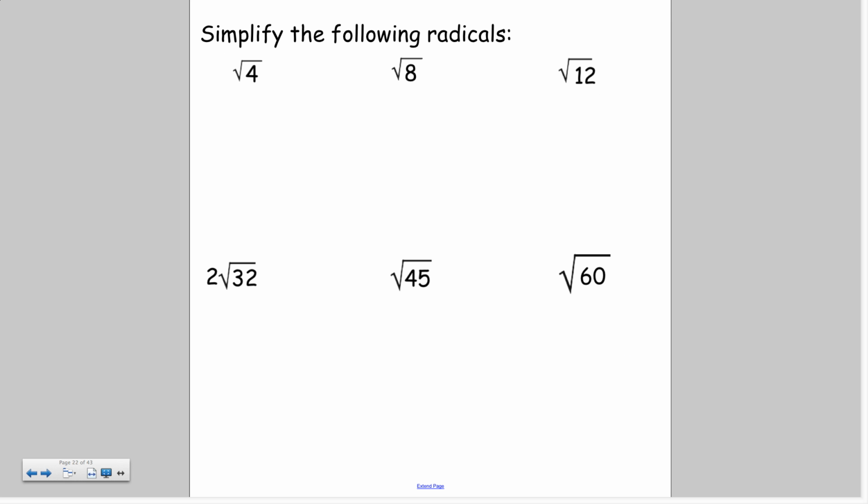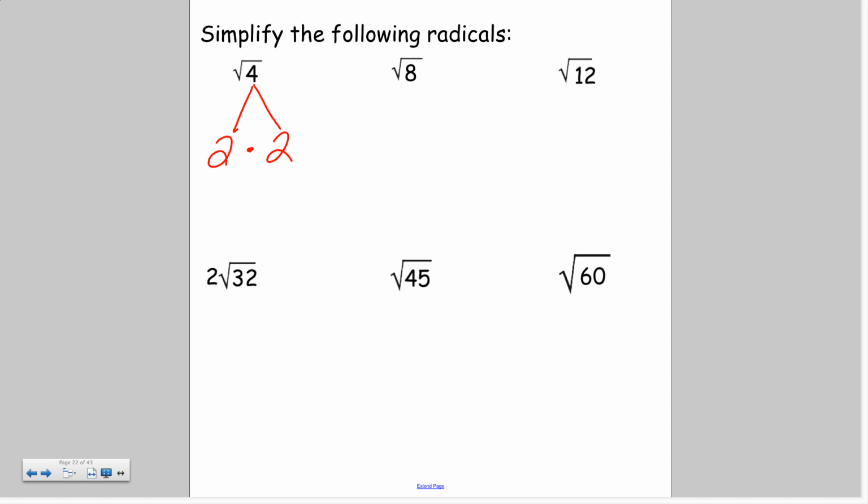Alright, if I want to simplify the following radicals, I want to figure out pairs. Okay, going back to prime factorization, my factor trees, prime numbers, all that stuff. For example, if I look at the square root of 4, I can break that down into 2 times 2. Now I know a lot of you know that the square root of 4 is already 2. I know that. I'm just showing you the background of why it is.